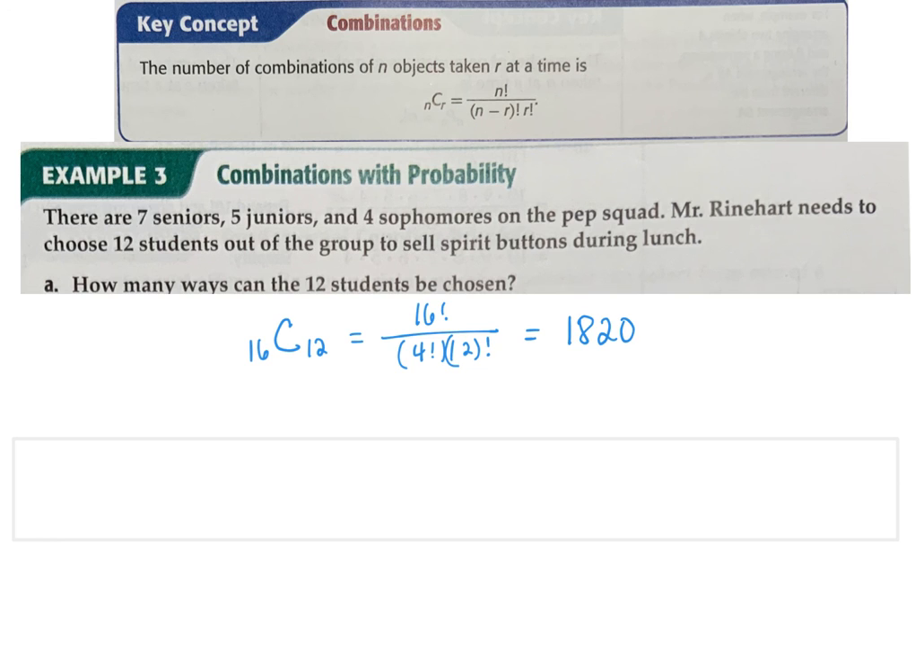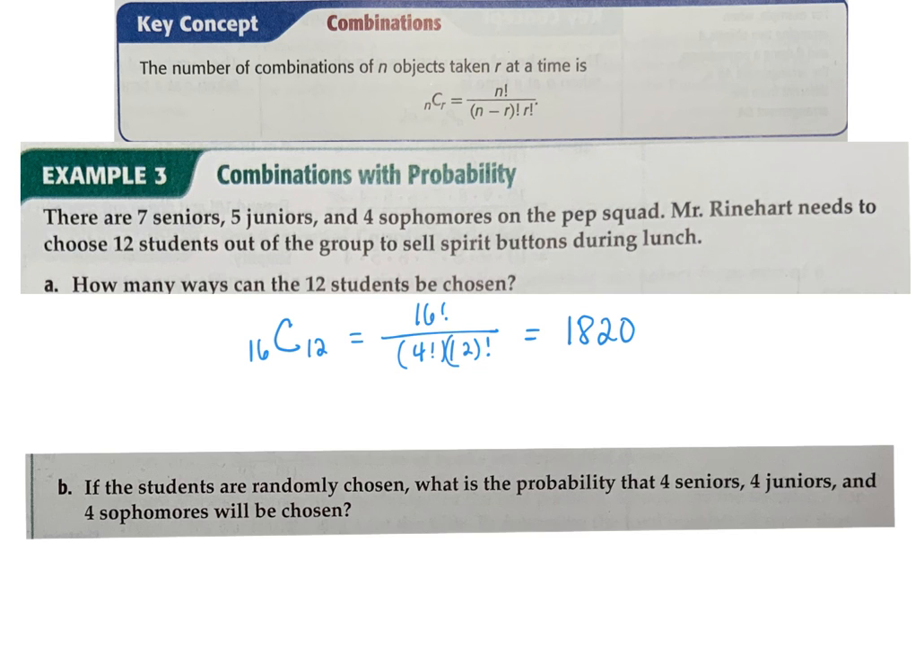All right, look at the next example. If the students are randomly chosen, what is the probability that 4 seniors, 4 juniors, and 4 sophomores will be chosen? All right, 4 juniors, 4 seniors, and 4 sophomores. All right, so now I am going to do just those individually and multiply it.